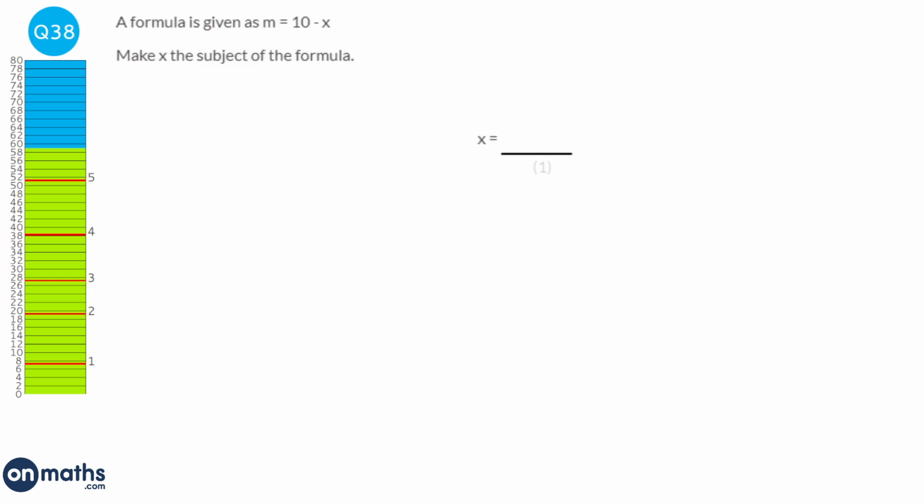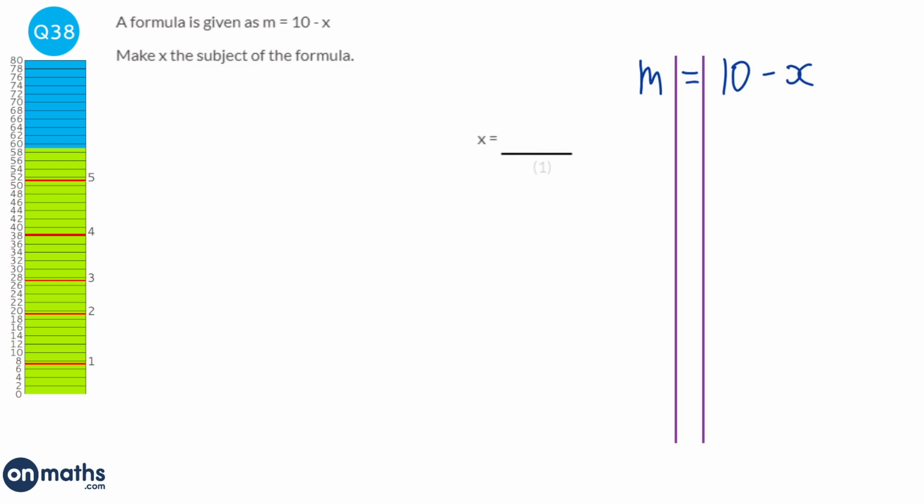To rearrange this, I'm just going to write out the equation again. And I'm going to put my lines in. Okay, so the first thing I'm going to do is try and make the x positive, because we're looking to make x the subject of the formula, which means we need it to be x equals. So what I'm going to do is just add x to both sides. So we've got x plus m equals 10.